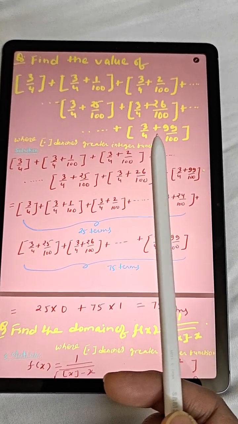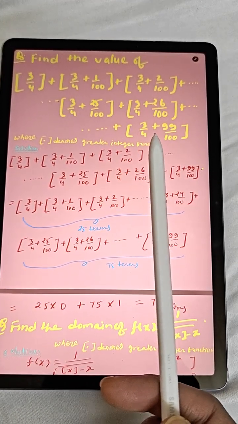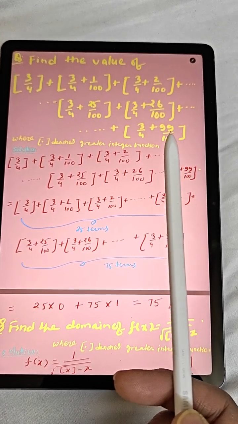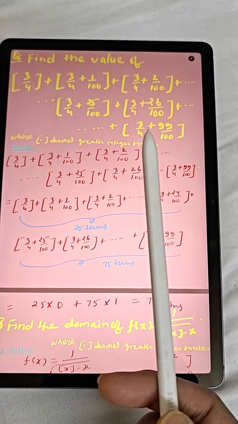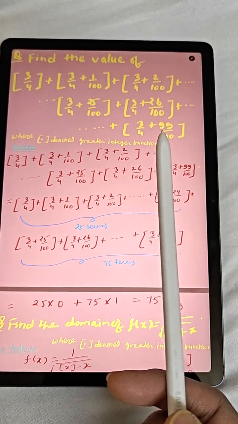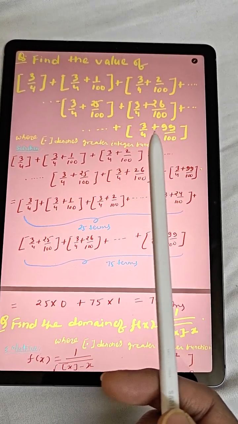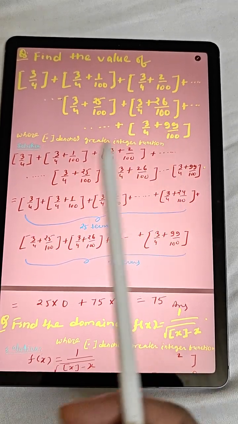And up to here, also 99/100, that is 0.99 plus 0.75. So you will get 1 point something. So its greatest integer value will be 1. That fact you have to keep in mind. Now we will solve this.